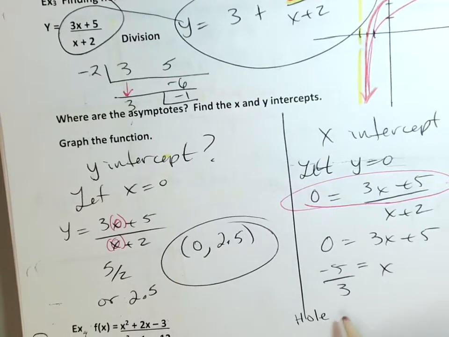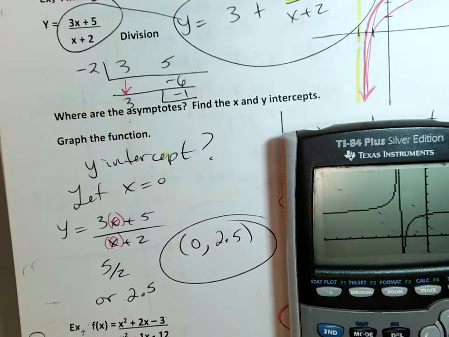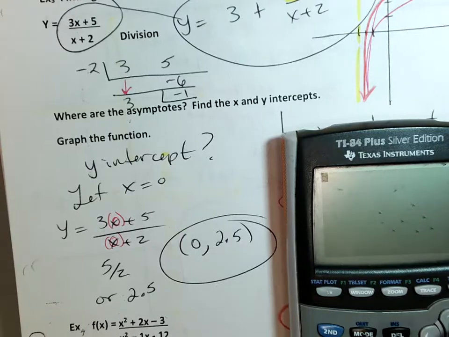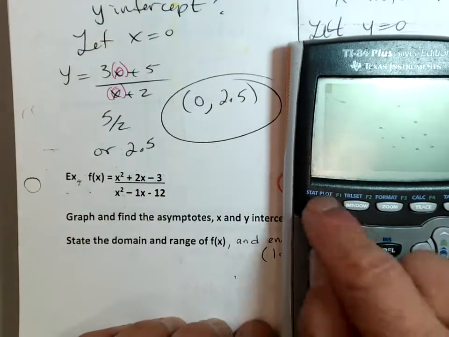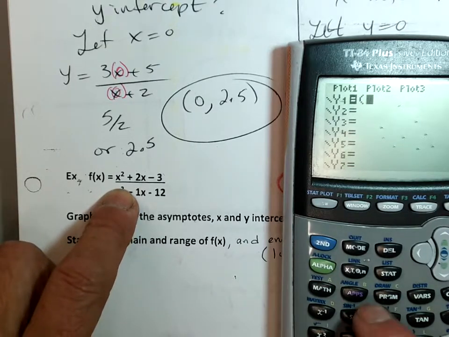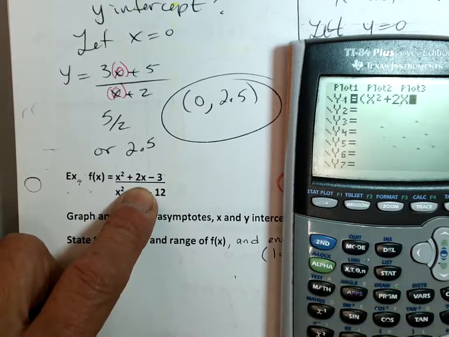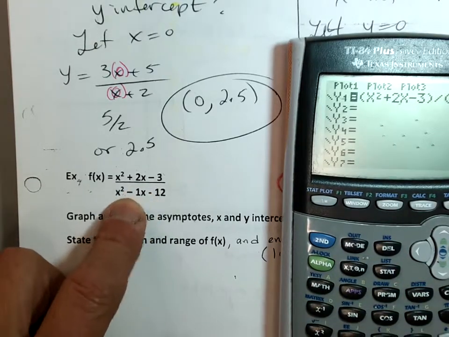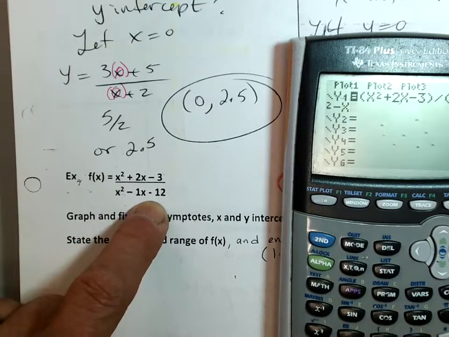Last but not least, here is a concept in calculus you have to know, but it's really easy. First of all, let me graph it. Before I do anything, let me graph it. Clear. I just want you to see this. To me, this is kind of a cool thing. You're going to like this. Y equals clear. I'm going to go parentheses, x squared plus 2x subtract 3, over x squared subtract 1x subtract 12.